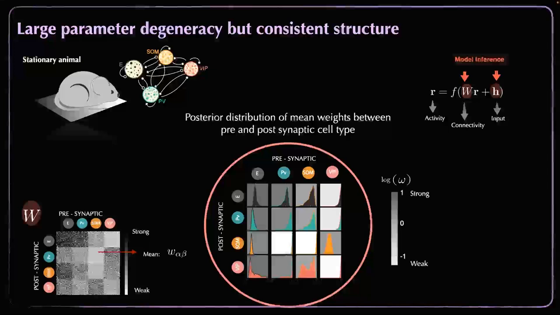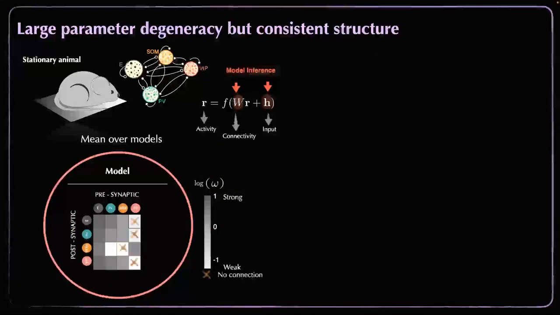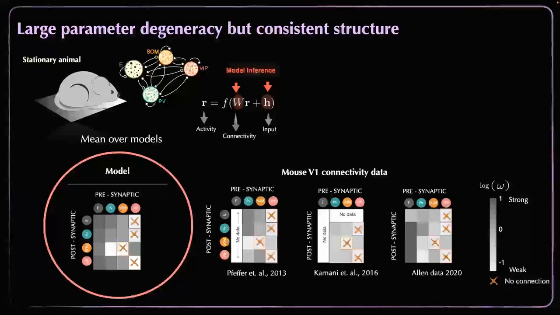And in particular, what one can do is to say, if I now just take the mean of these distributions, we could also take the maximum of the posterior, same thing. I am putting a cross here where the connection is sufficiently small. And this is a proxy of the connectivity that was reported experimentally. We normalized this in the same way that this experimental data was normalized. And what we observe is that the connections that we are unable to recover were also not found experimentally.